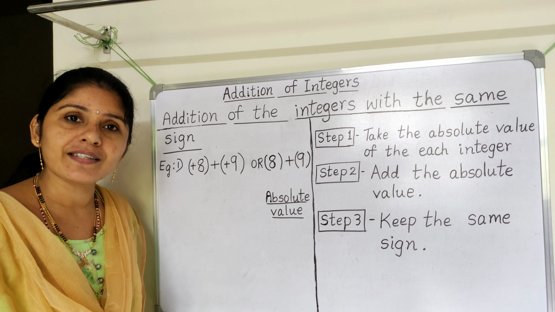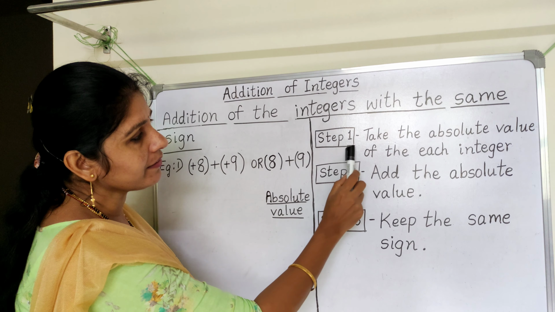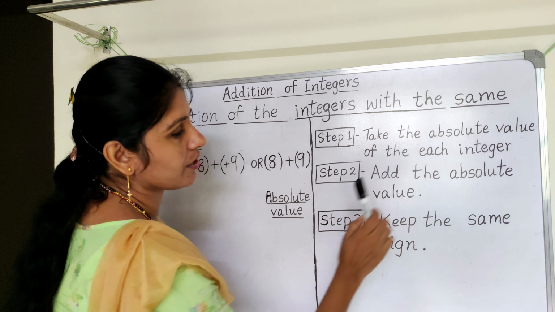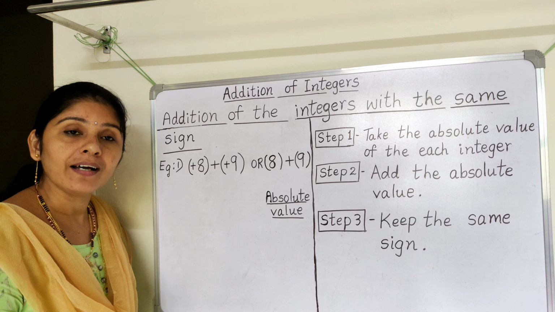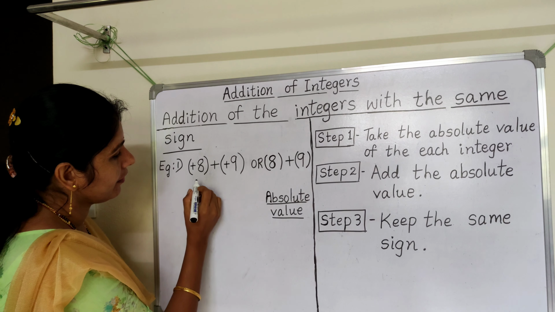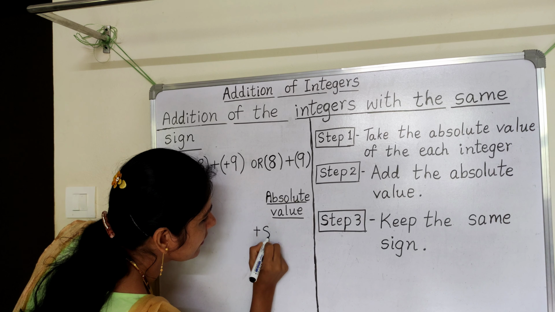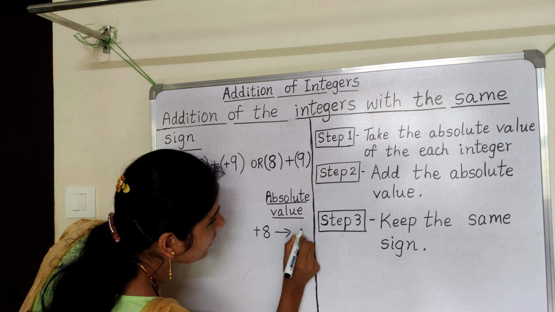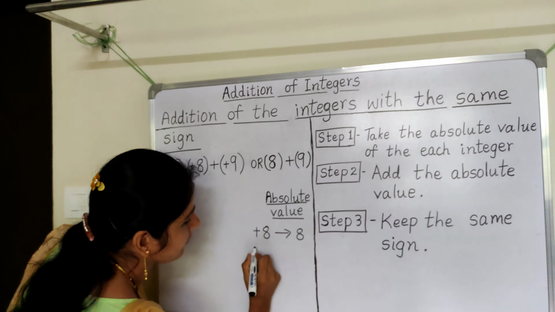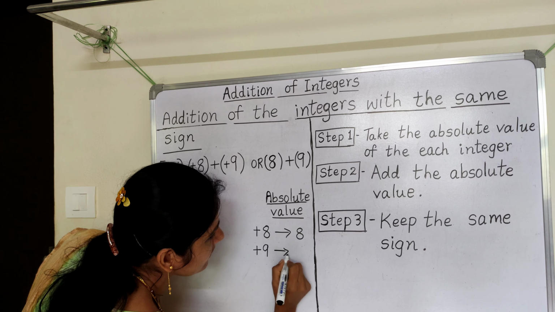Let us continue the sum according to the steps. Step 1: Take the absolute value of each integer. Let us find out the absolute value of the given integers. The absolute value of +8 is 8. Next number, +9. The absolute value of +9 is 9.